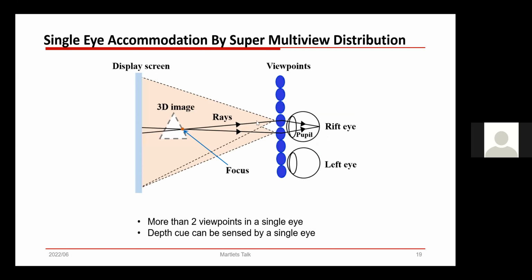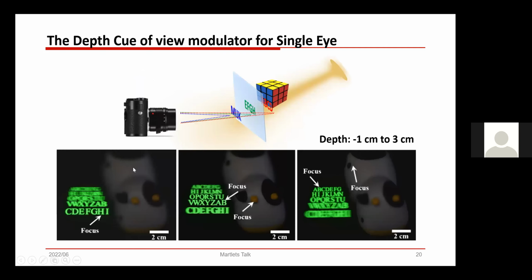In order to solve the visual fatigue, we need to have a mechanism to help the single eye accommodate on the virtual object. As a result, we need to have more than two views projected into a single eye. So in this situation, we need to design the views so that the angular separation is smaller than the diameter of our pupil.